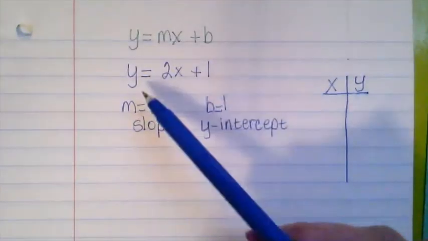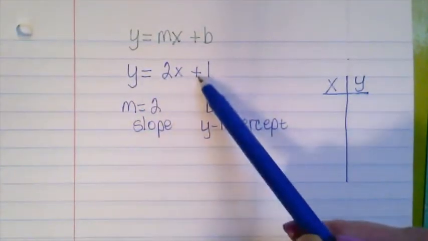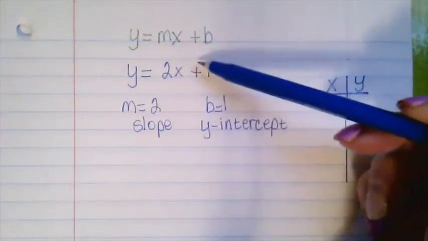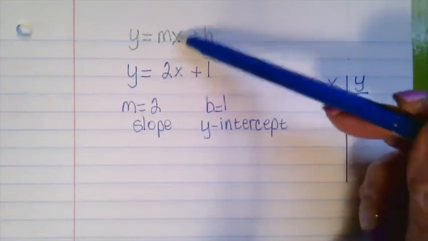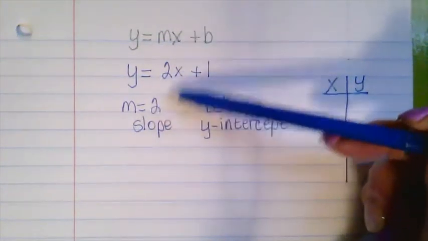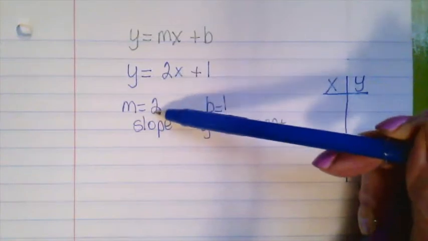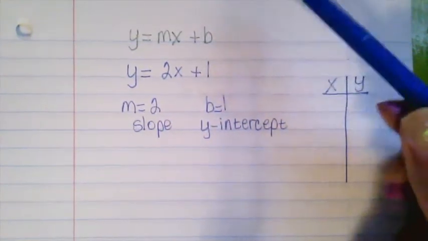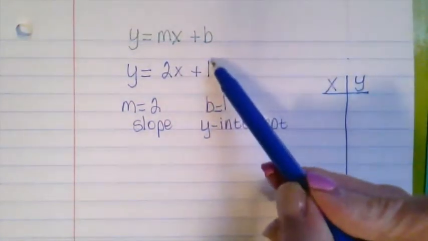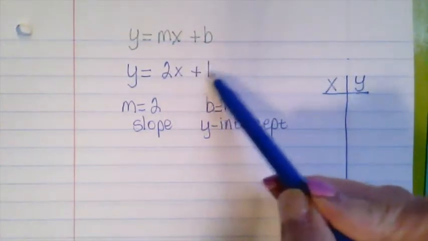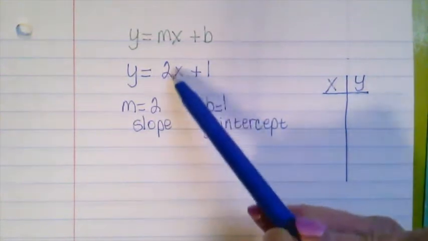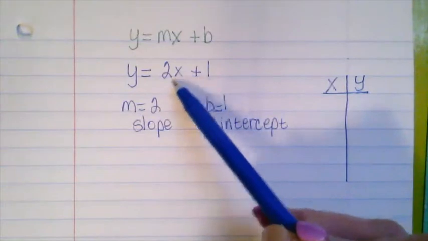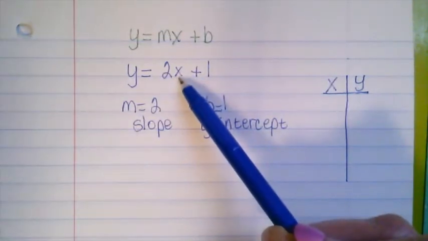Okay, let's look at the equation y equals 2x plus 1. You'll notice that I took these values and substituted them in this equation. So I have the slope, which is m, substituted with a 2, and the y-intercept, or b, is substituted with a 1. The 1 is a constant, so its value will always stay the same. The 2 has a variable, so its value is dependent on whatever this x happens to be worth.